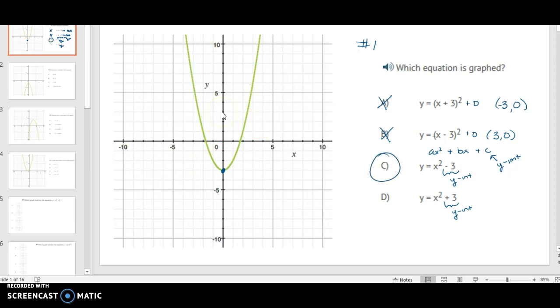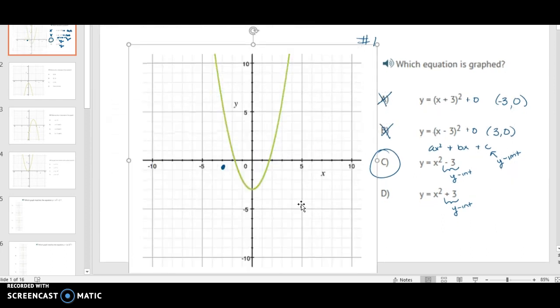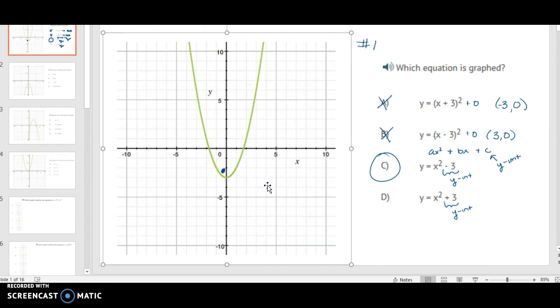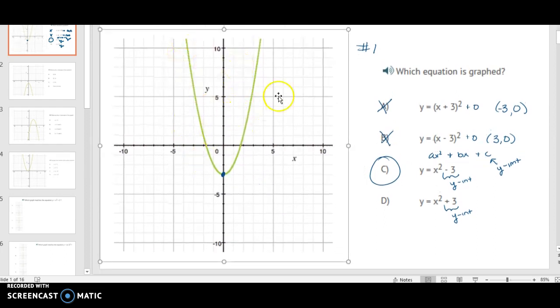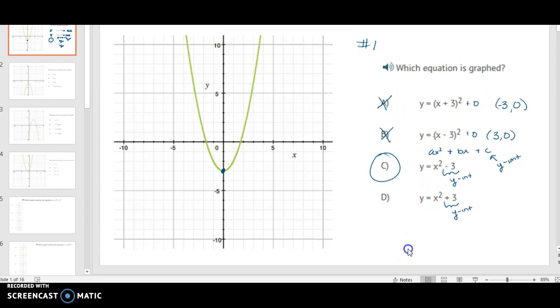The thing to take away from questions like this: in one question, you not only have to know how to graph a parabola, but you have to know the strengths and weaknesses of vertex form versus standard form. So I hope that question kind of answered that. You have to know both. So that was number 1. All right, so let's go to number 2.